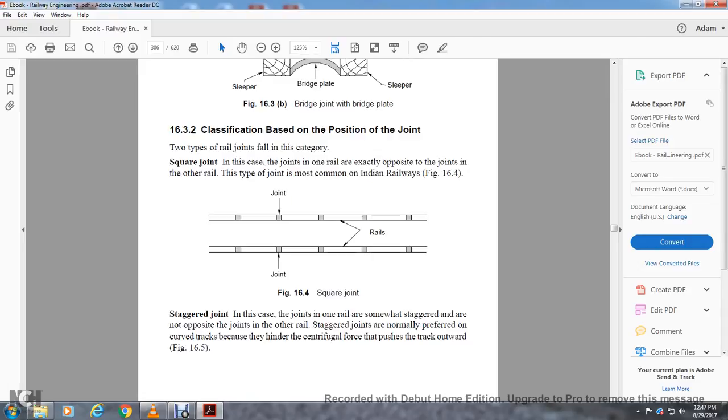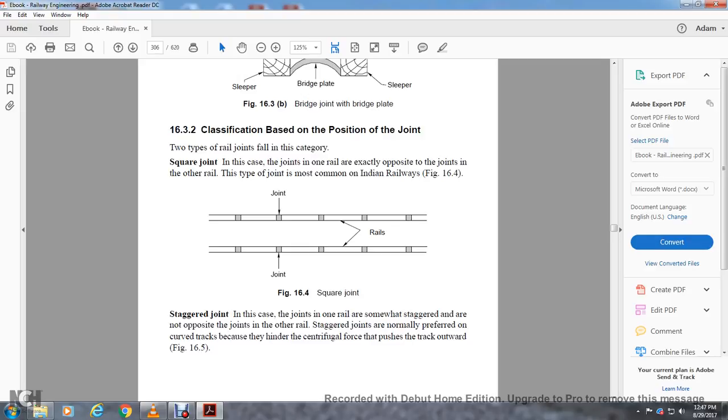16.3.2 Classification based on position of the joint. Two types of joints fall into this category. Square joint. In this case, the joint of one rail is exactly opposite the joint of the other rail. This is most common with the Indian rails. The figure shows the square joints in the rails.